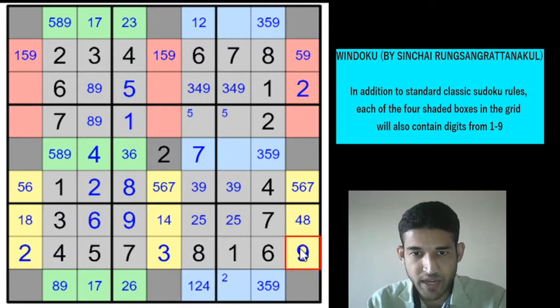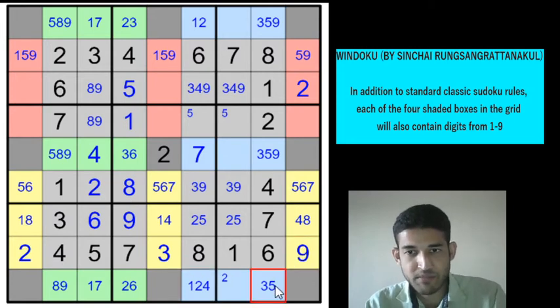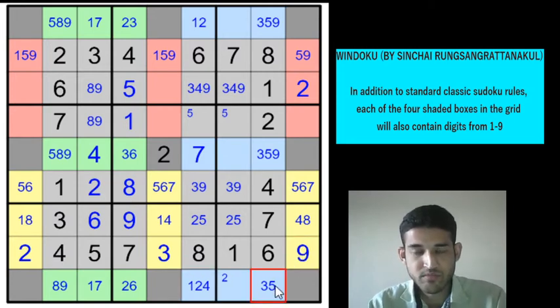Yeah, we have placed the 9 here, so we can remove the 9 pencil mark from here. And because of this 7 and this 7, the 7 in box 6 has only one cell left. So this cell will be a 5 or a 6.